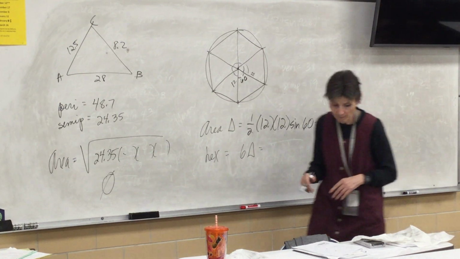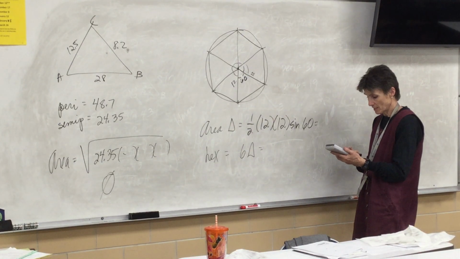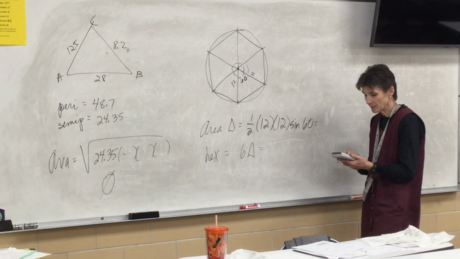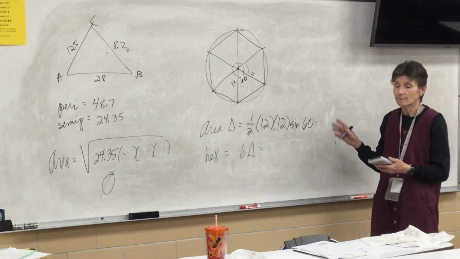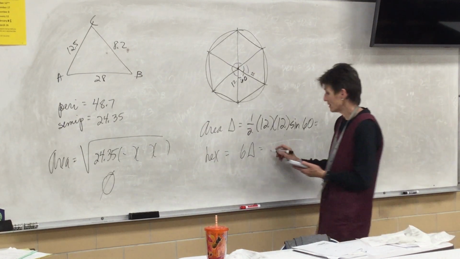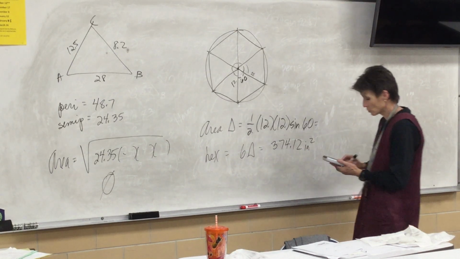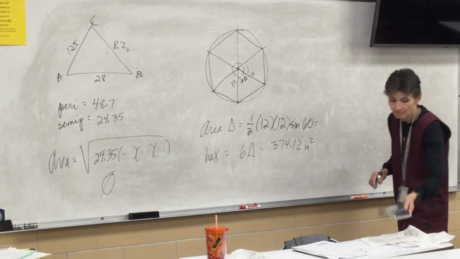Okay, well, let's finish the problem. So 1/2 times 12 times 12 times sine 60. Now this is the area of the triangle. I'm not even going to write it down. I just need to do times 6. And the area of the hexagon is 374.12 square inches.